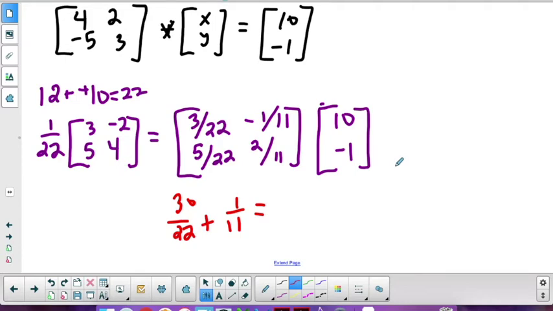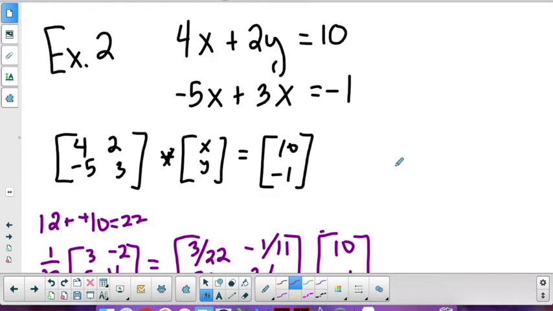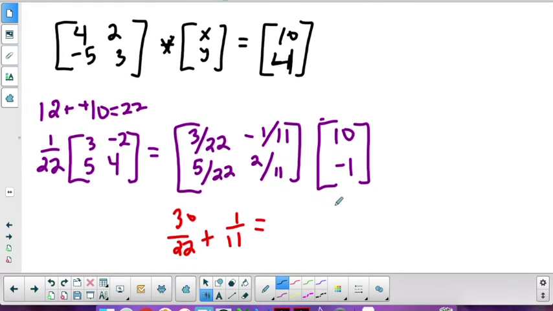If I grab my calculator and add 30 over 22 plus 1 over 11, hopefully I didn't mess up. Hang on. I did. Oopsies. That should actually be positive 4, not negative 1. And the good news is that doesn't affect anything up until what we're doing down here. It should be a positive 4.